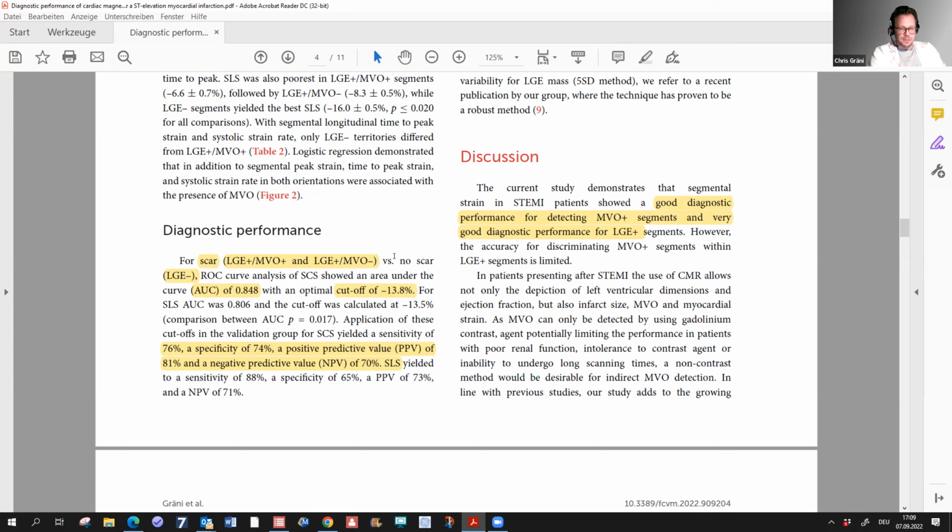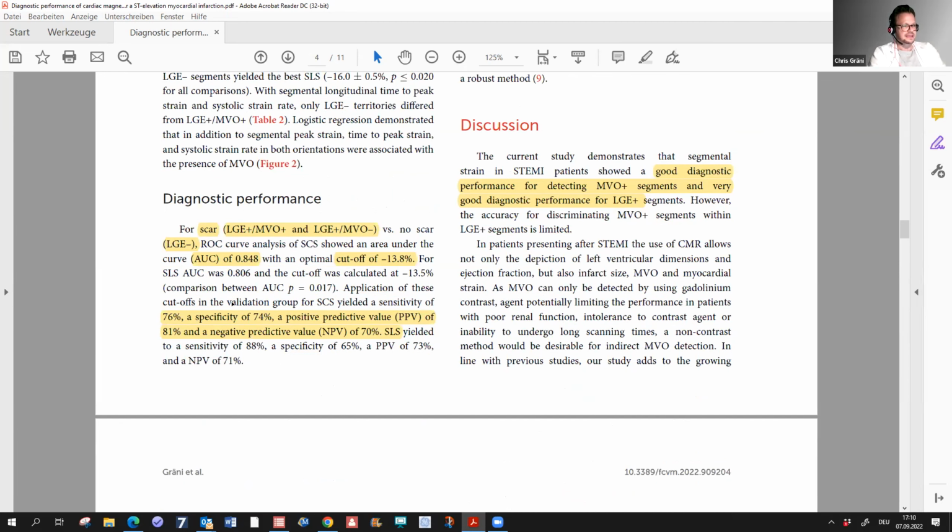And then we applied this, so this is the derivation cohort, to the validation cohort. And there you can see that it yielded a sensitivity of around 76%, specificity of 74%, positive predictive value of 81, negative predictive value of 70%, which was pretty similar in segmental longitudinal strain.